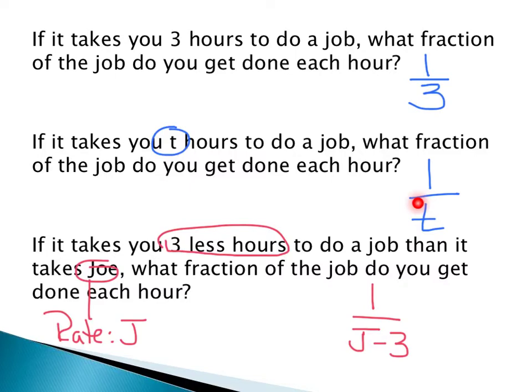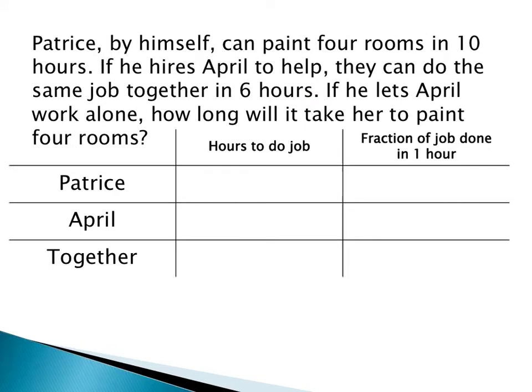Let's look at a problem. Please read through this, pause the video, write it down in your notes. Don't forget to write this chart in your notes as well, and then hit play when that is done. Welcome back. So Patrice by himself can paint 4 rooms, so that's the job, painting 4 rooms, in 10 hours. He can do the job in 10 hours. How much can he get done in 1 hour? 1 out of 10.